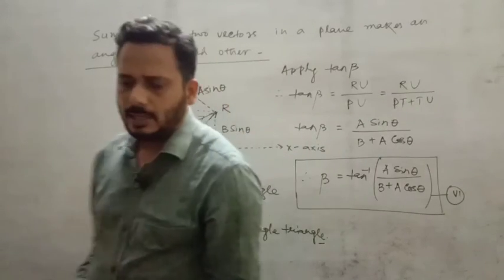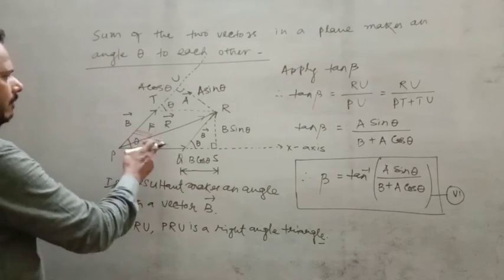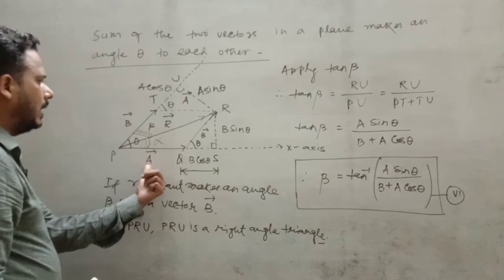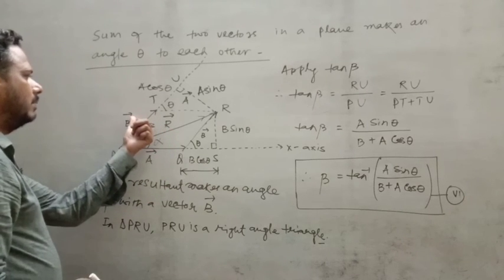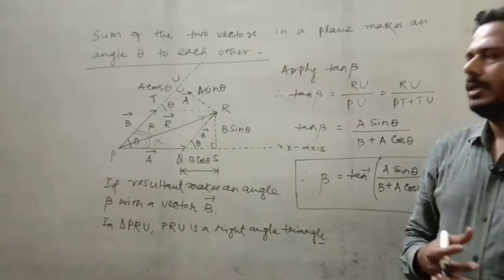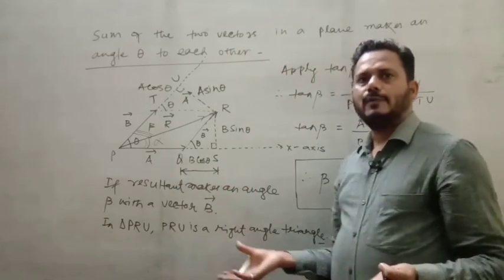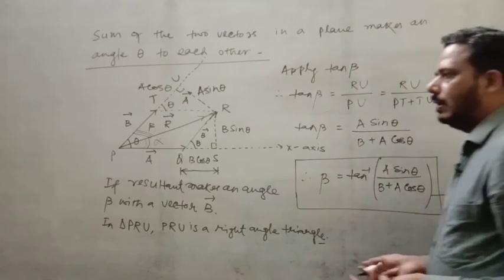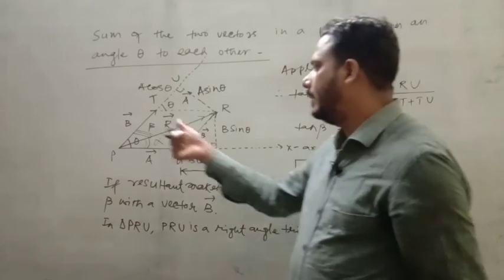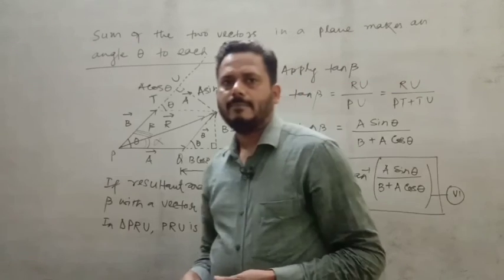Here you have seen that you have calculated both of the angles alpha and beta. Alpha makes an angle with vector A and beta makes an angle with vector B of this resultant. Using this you can calculate the resultant, which is the square root of A square plus B square plus 2AB cos theta. Now the angle alpha is b sin theta divided by a plus b cos theta. Your angle beta is tan beta equal to a sin theta divided by b plus a cos theta.